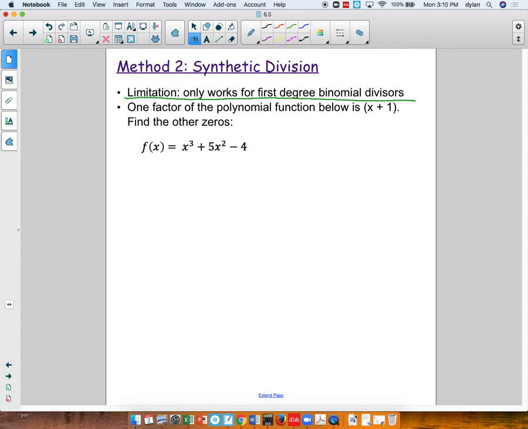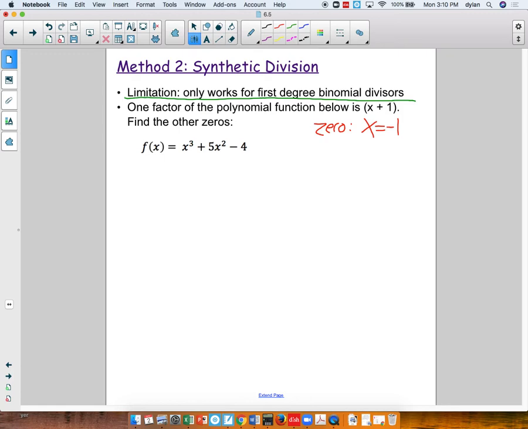So an example of this would be this problem. One factor of the polynomial function is x plus 1. So that tells us that one of the zeros, if you think about it, is x equals negative 1. We want to find the other zeros as well.